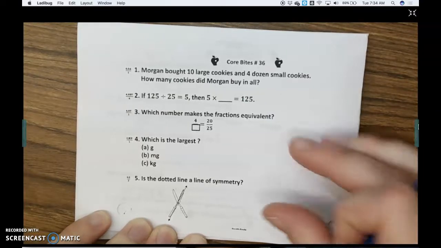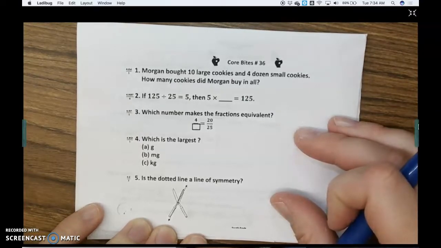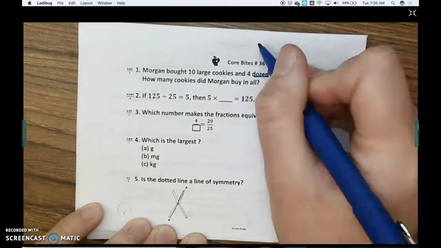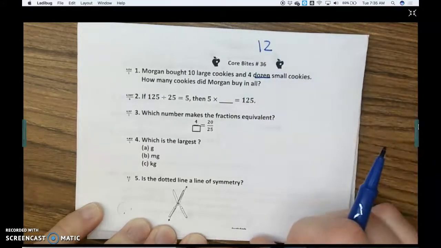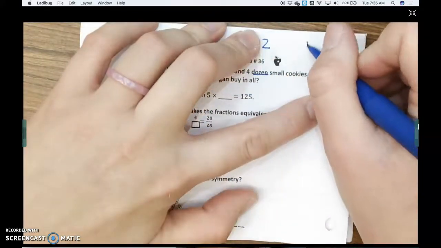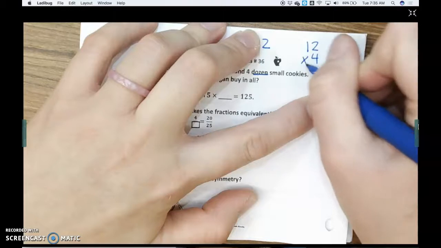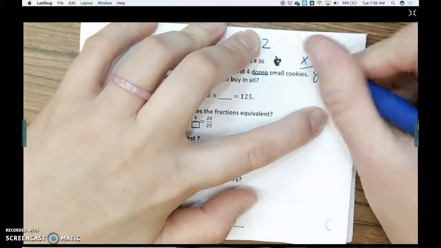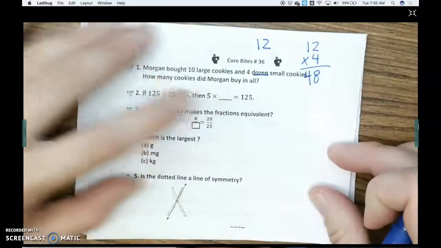So number 1, Morgan bought 10 large cookies and 4 dozen small cookies. How many cookies did Morgan buy in all? Alright, so 4 dozen. A dozen would be 12. So if she has 4 dozen, you would have to take 12 times 4 to figure out how many small cookies she has. So 4 times 2 is 8. 4 times 1 is 4. So she has 48 small cookies.